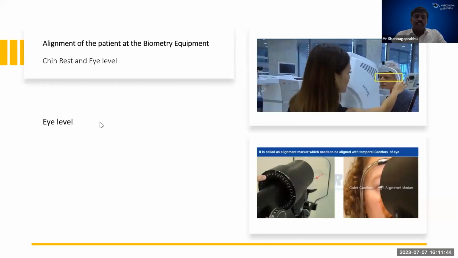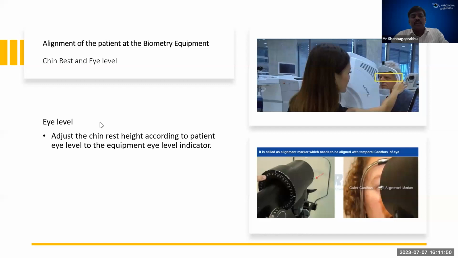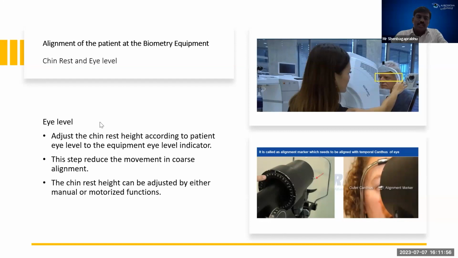Then comes the chin rest. Every machine, whether it is manual or automatic, will provide us with the eye level in a separate marking, and we need to adjust the chin rest according to the eye level. The chin rest can be adjusted either manually or by motor, depending upon the equipment.